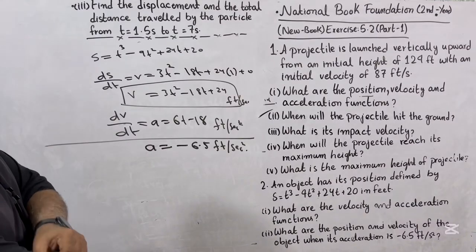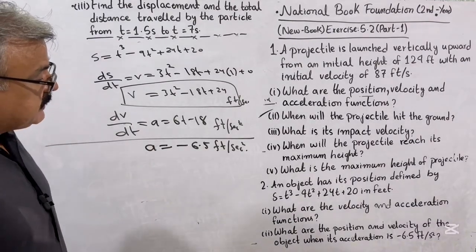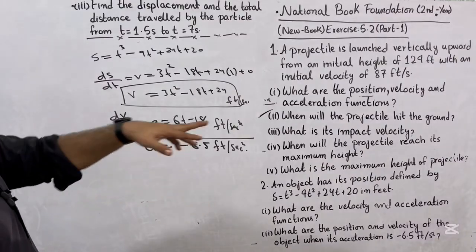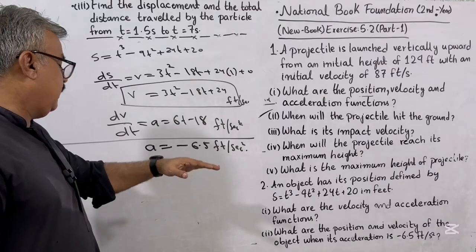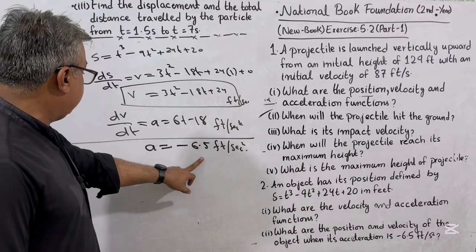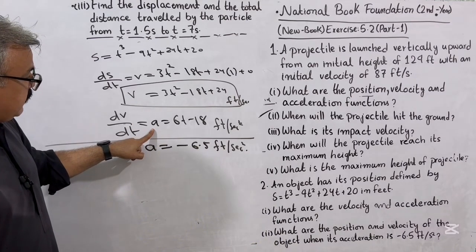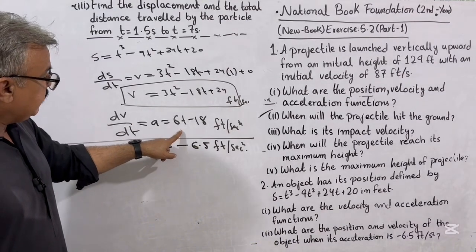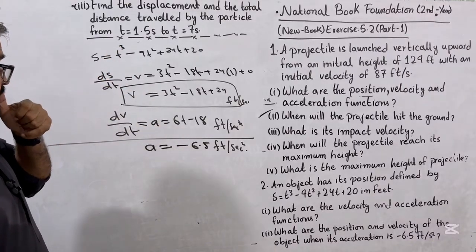What are the position and velocity of the object when its acceleration is negative 6.5? It must be written as deceleration or retardation owing to its negative sign. Utilize here a is equal to minus 6.5. Get t, then find velocity and displacement, whatever you want.